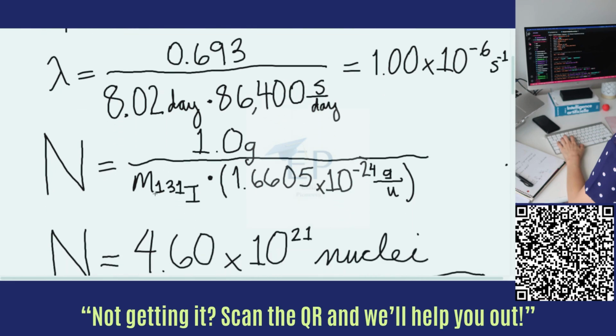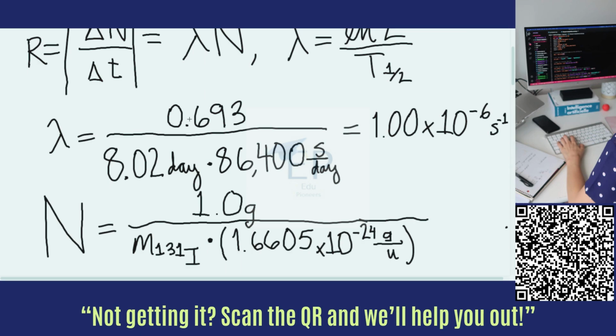Decay constants, to answer our question, need to be in terms of seconds. So we're going to convert our half-life from days into seconds using that 86,400 conversion factor. Dividing the numerical approximation of the logarithm of 2, which is 0.693, by the half-life in seconds, we end up with 1.00 times 10 to the negative 6th inverse seconds.